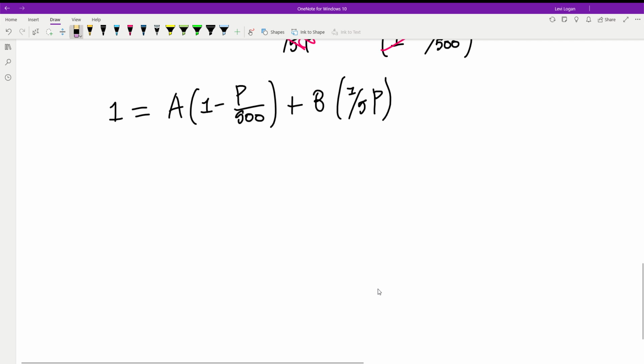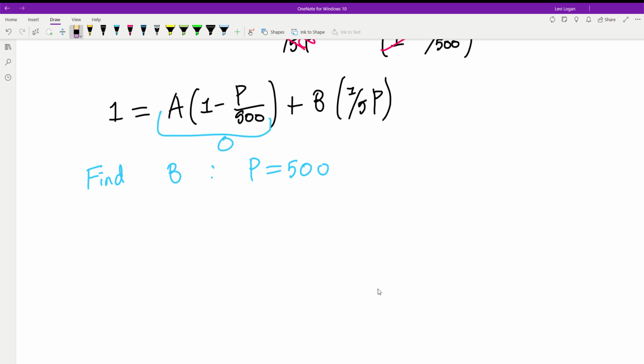Now in order to find A and B, we can substitute values of P. So here, if I want to find what B is, I want to get rid of the A. In order to do that, I want to make P equal to 500. Now, the reason why I want to make it equal to 500 is because if I go 500 in there, I'll have 500 over 500, which is 1. 1 minus 1, that whole thing will turn to 0 when P equals 500. So let's just do that. So you have 1 equals A times by 0, effectively, plus B times by a fifth of 500.